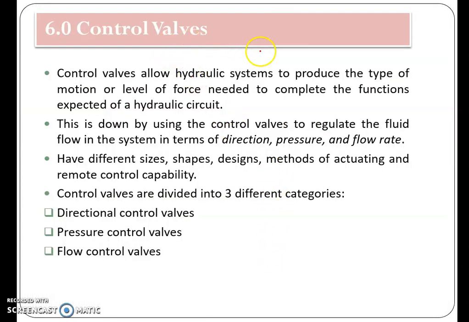Okay, the control valve is used to produce the type of motion or level of force needed to complete the functions expected of the hydraulic system. There are three different categories. First is the directional control valve, or we call it DCV, then pressure control valve, and flow control valve.